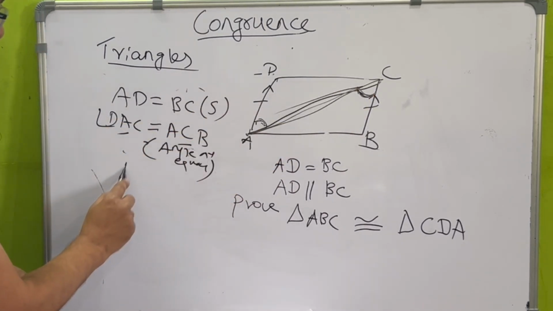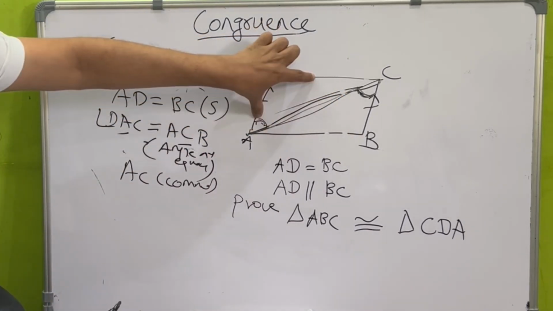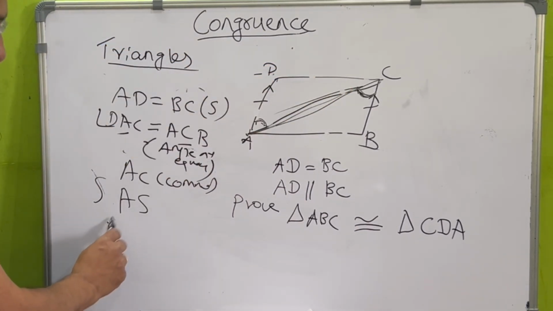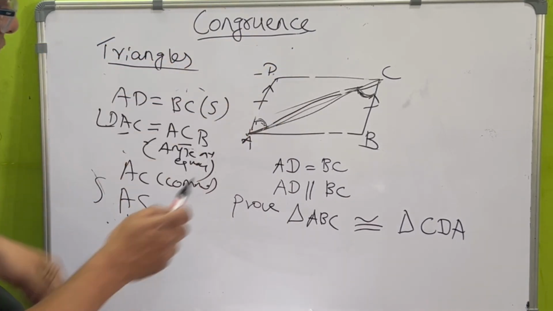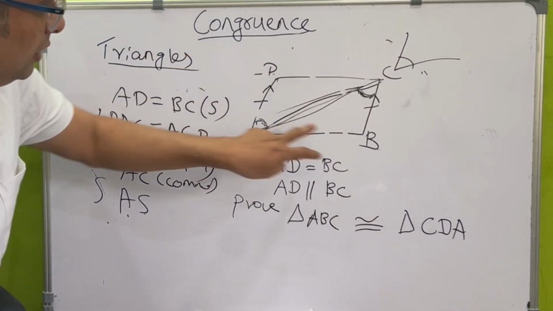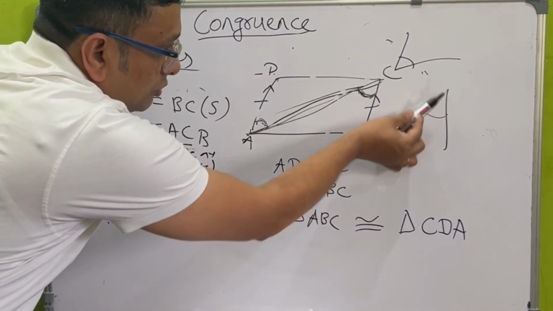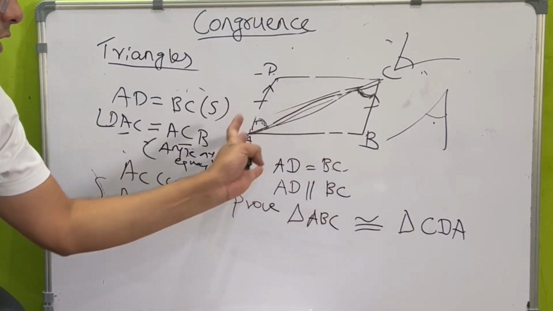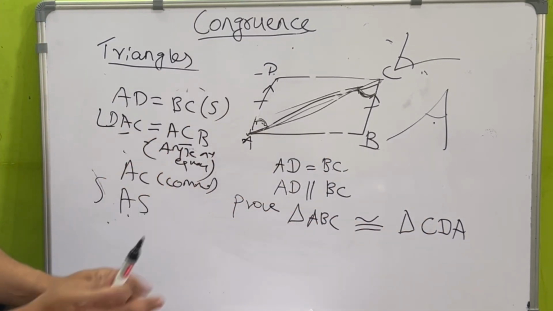This AC is common. Common to which triangles? Both the triangles. So we can use the SAS condition, side angle side. We read this, right? Two sides and the in-between angle of one triangle are equal to those of the other. This condition, two sides and the in-between angle are equal. Hence it's proved that ABC is congruent to CDA. That's how we should solve the problem.